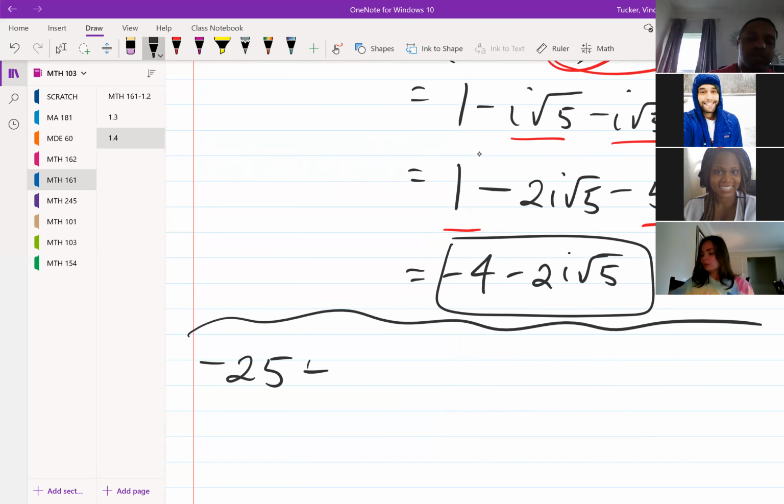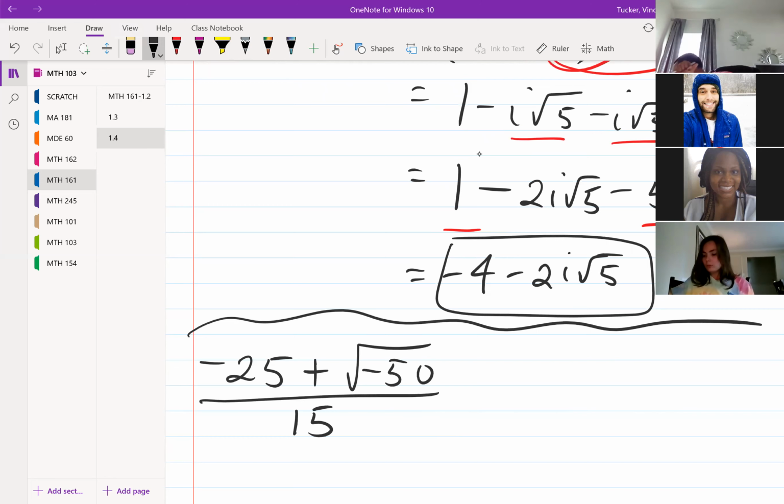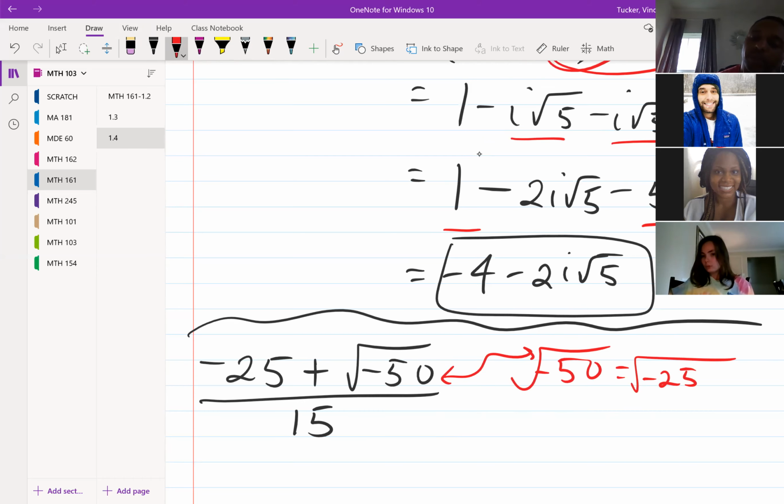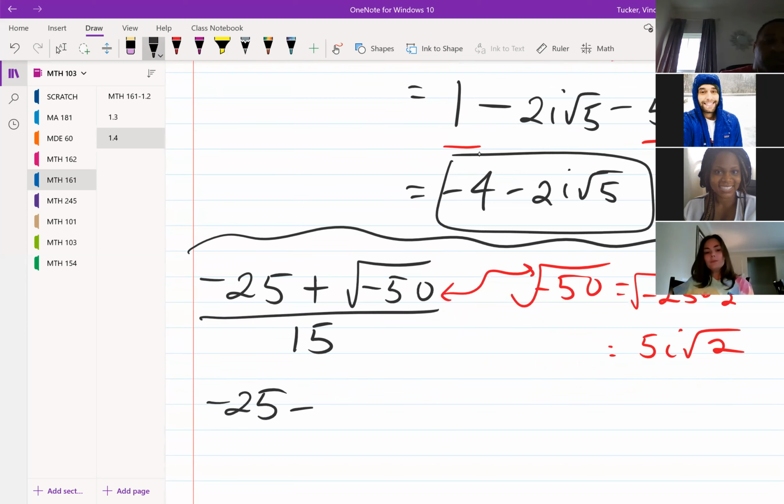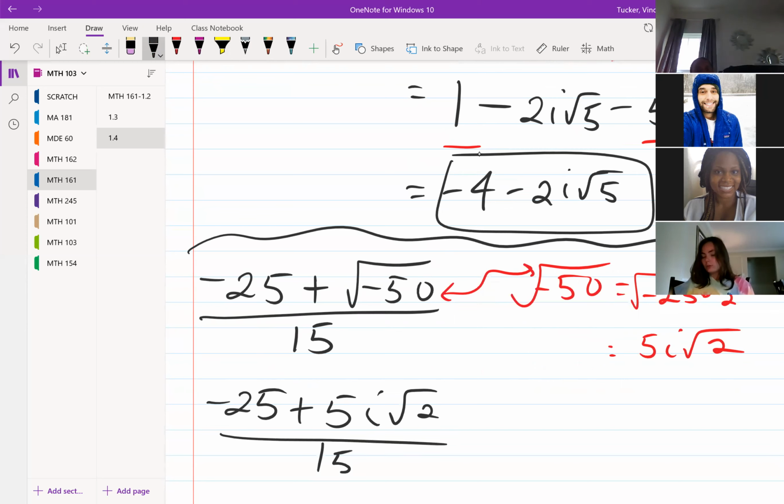All right, so we've got -25 plus square root of -50 over 15. So first thing we do is look at simplifying that square root of -50. I'll break that up into -25 times 2. Square root of -25 is 5i. Leave the 2 under the radical. So now we have -25 plus 5i square root of 2.